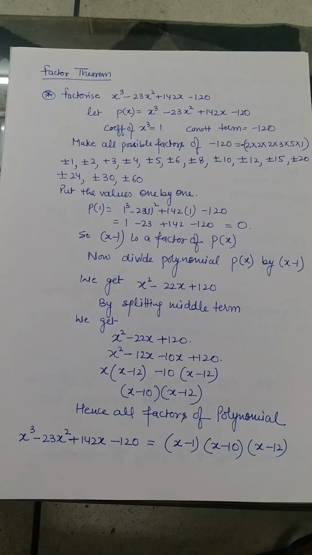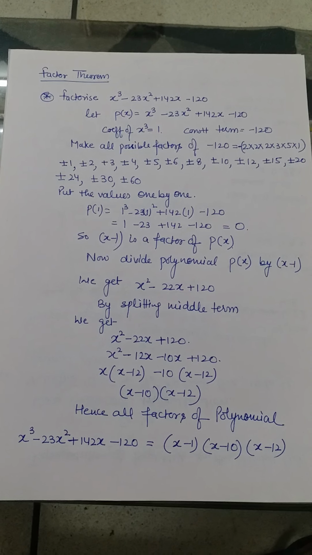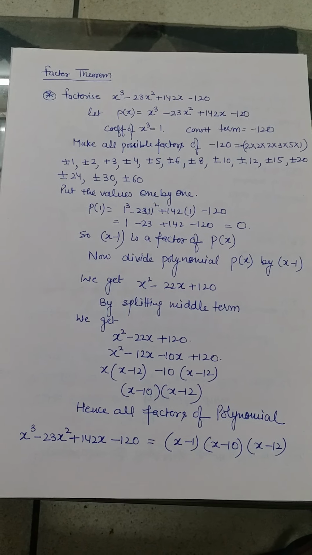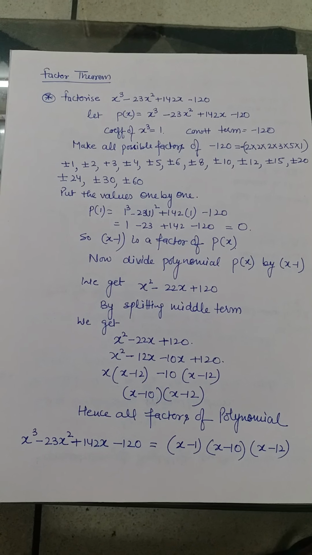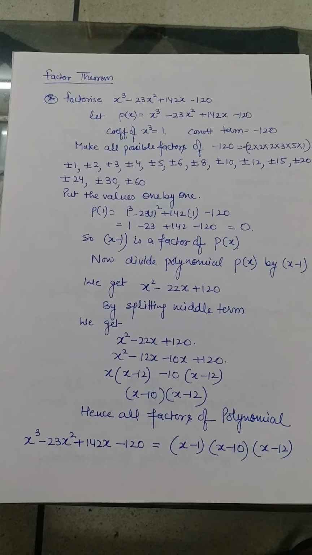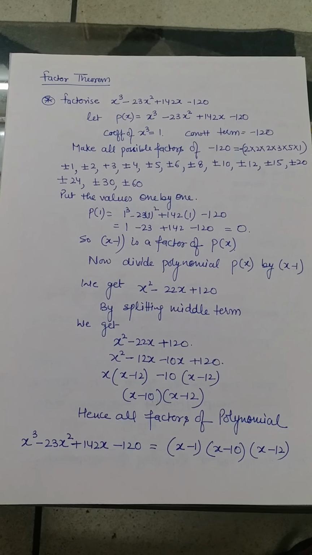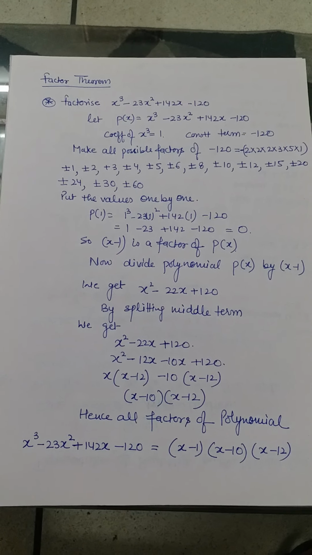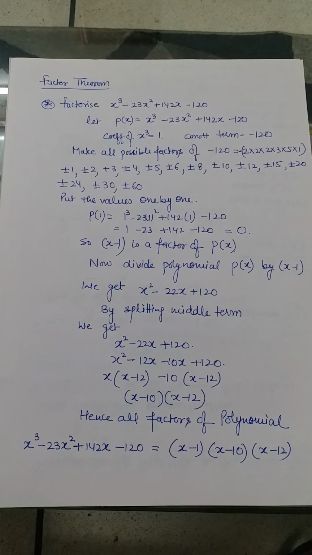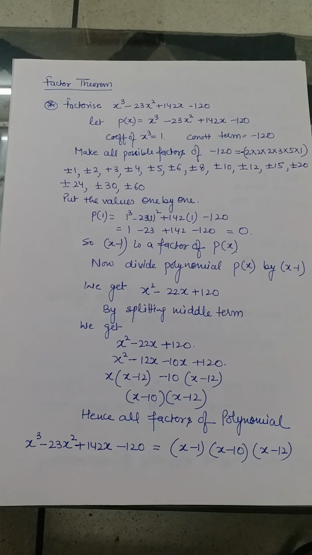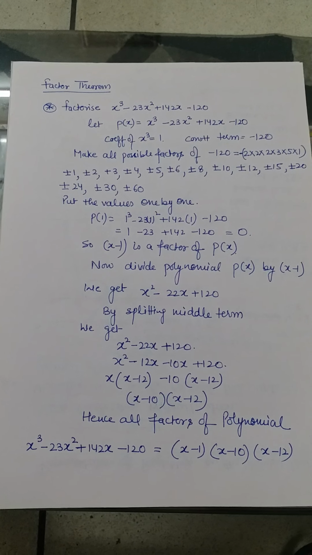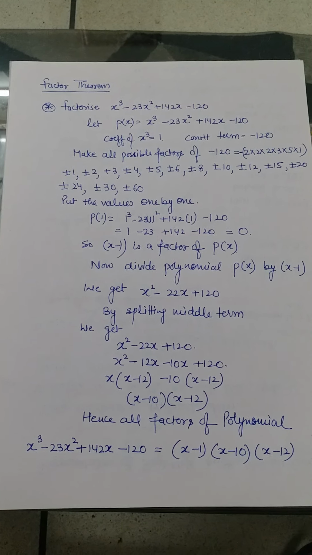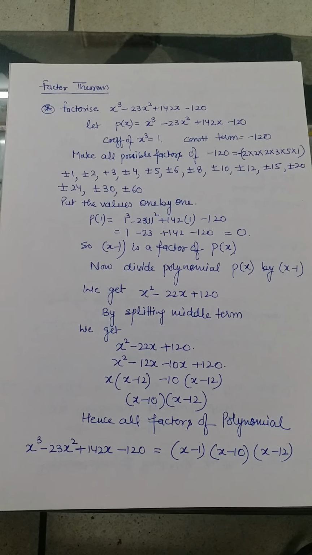As it is given, the coefficient of the highest degree term is 1. So very first, if you want to apply the factor theorem on a polynomial, make the coefficient of the highest degree term 1. Now we have the constant term as minus 120. Make all possible factors of minus 120, as the factors of minus 120 are minus 2 raised to the power 3 into 5 into 1.